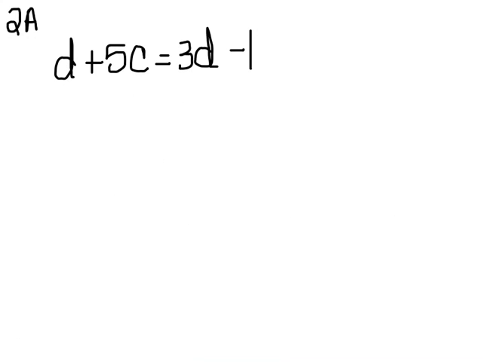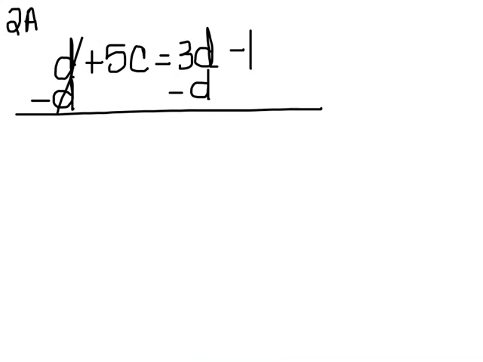In example 2a, we'll be taking this equation and solving for d. Because we're solving for d, we'll need to move all of our d's to one side of the equation. What I'd like to do is take this 1d and move it over here with the 3d. We'll be doing that by subtracting d, or subtracting 1d, on both sides. So we have 5c equals 2d minus 1.